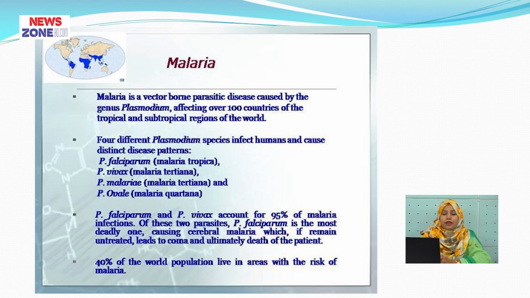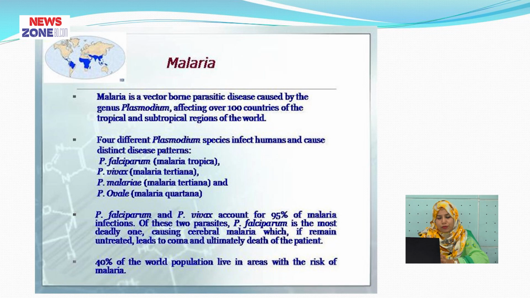It affects over 100 countries of the tropical and subtropical regions of the world. There are 4 different Plasmodium species that affect humans and cause distinct disease patterns. Number 1, Plasmodium vivax, number 2, Plasmodium ovale, number 3, Plasmodium malariae, and number 4, Plasmodium falciparum.